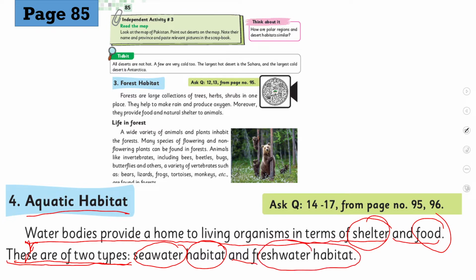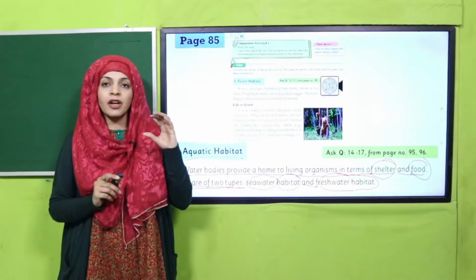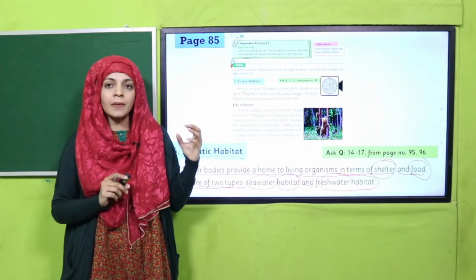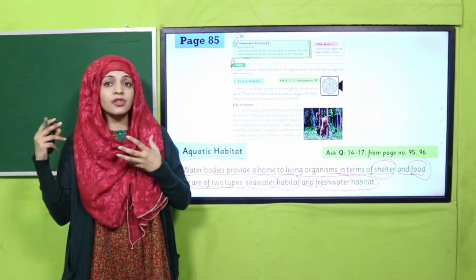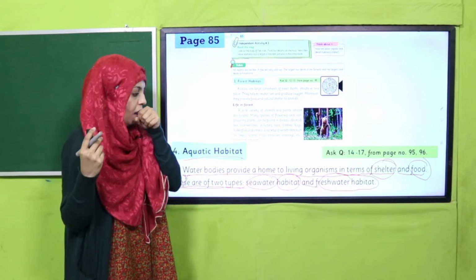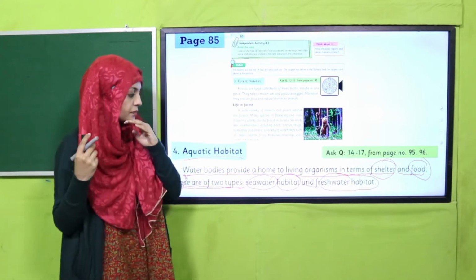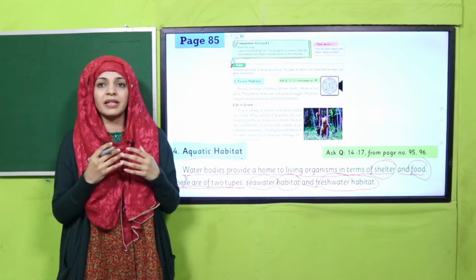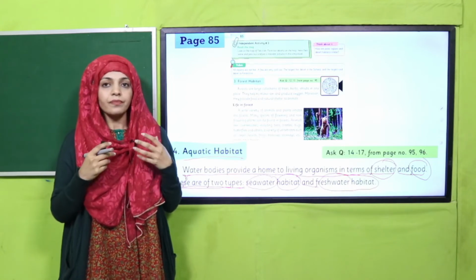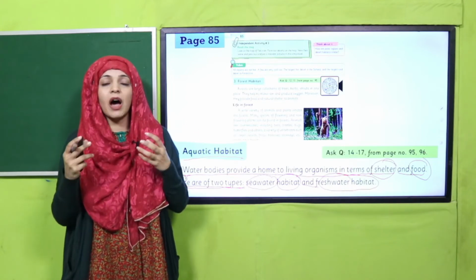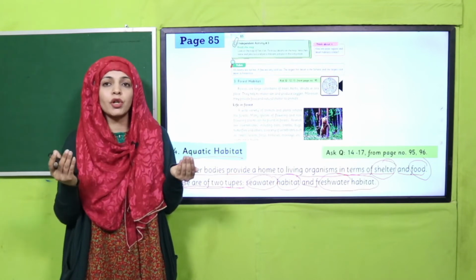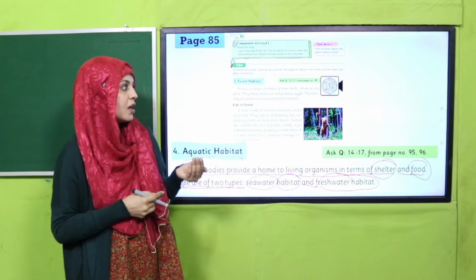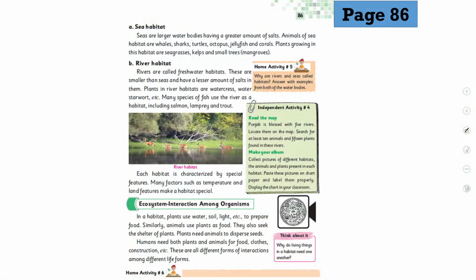सो माय डियर स्टूडेंट्स, आपके एक्वेटिक हैबिटेट जो है वो दो तरह का होता है. फ्रेश वाटर which is less salty like rivers, ponds and streams, and there is sea habitat. Then there is seawater habitat which is salty like oceans and seas. वहाँ पर पानी में नमक ज़्यादा होता है तो उसको हम sea water कहते हैं, और fresh water होता है river, ponds and streams. So my dear students, now move towards page number 86.